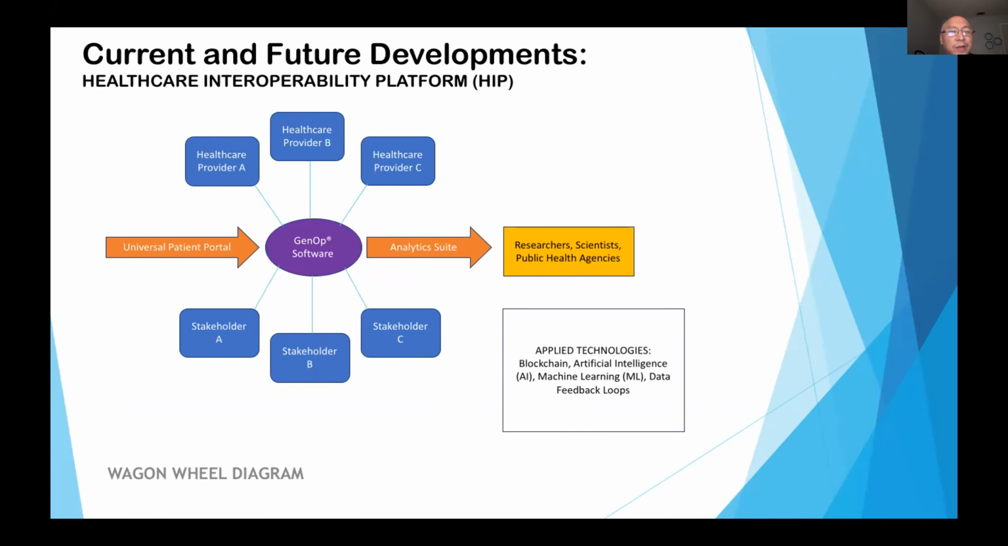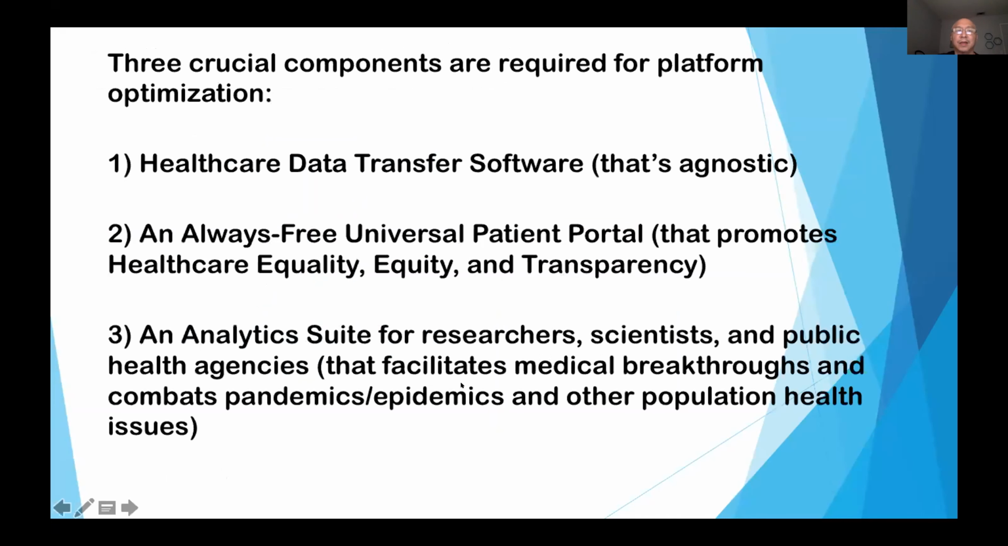In addition to the wagon wheel, we do have the universal patient portal, which functions as axle number 1, and an analytics suite which functions as axle number 2. And in order for the platform to work, 3 crucial components have to work in tandem to optimize the platform. Healthcare data transfer software, of course, that's agnostic. It will not matter what the EHR or the EMR is, could be Cerner, Epic, Meditech, etc.